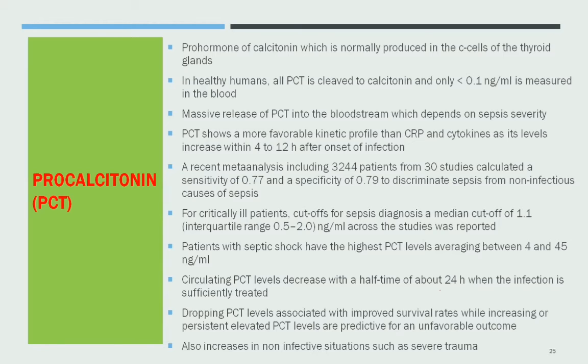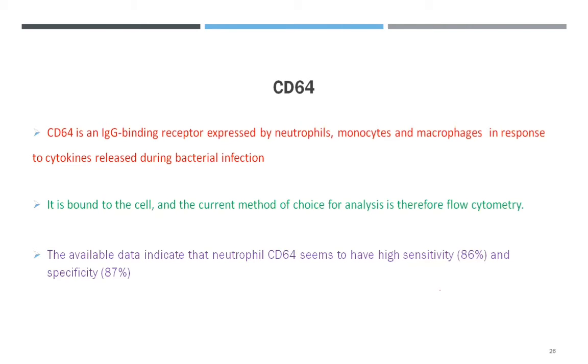However, procalcitonin also increases in non-infective situations such as severe trauma. Another, less used biomarker is CD64. CD64, that's cluster of differentiation 64. It is an IgG binding receptor which is expressed by neutrophils, monocytes, and macrophages in response to cytokines released during bacterial infection. Because it is bound to the cell, the current method of choice for detection or analysis of CD64 is flow cytometry. The available data indicates a high sensitivity, about 86%, and a high specificity, 87%. However, the lab should be equipped with flow cytometry for the detection of CD64.